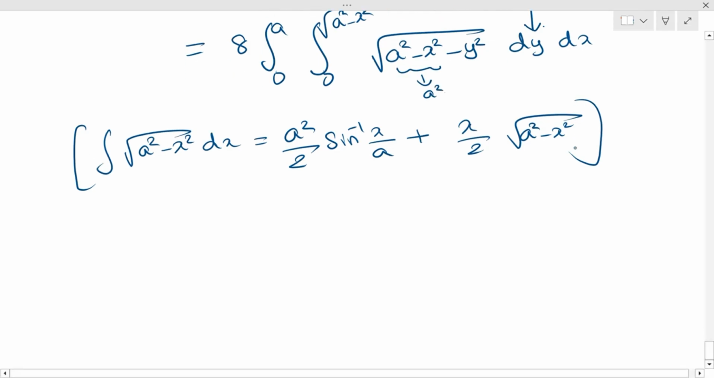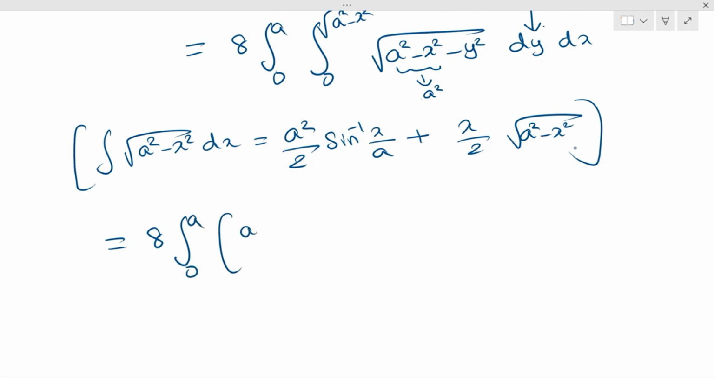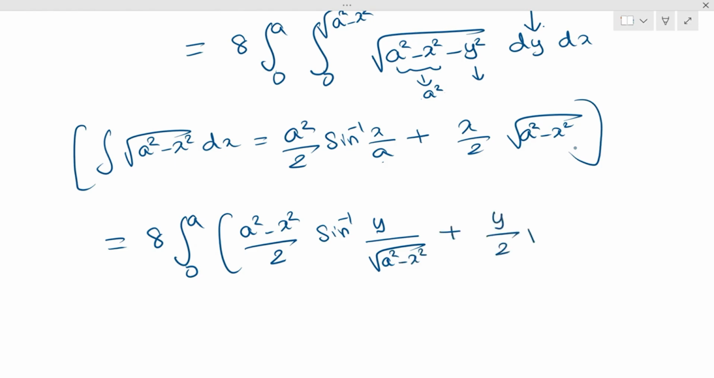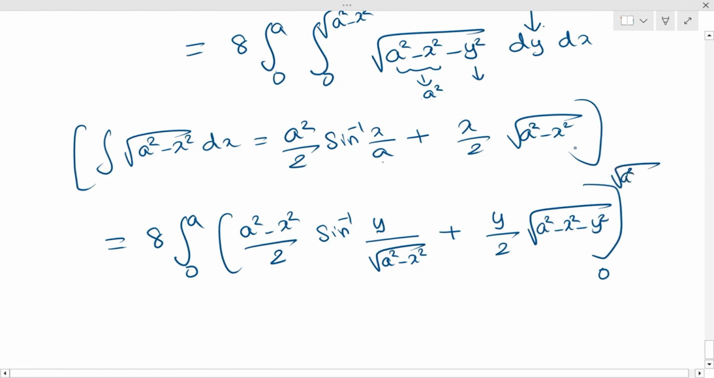So we have to take this as our a square. Okay, so write 8, the outer integration as it is, a square minus x square by 2, sine inverse of, here instead of x we are having y, so y upon root of a square minus x square, plus y by 2 root of a square minus x square minus y square. Here the limit is 0 to root of a square minus x square, dx.